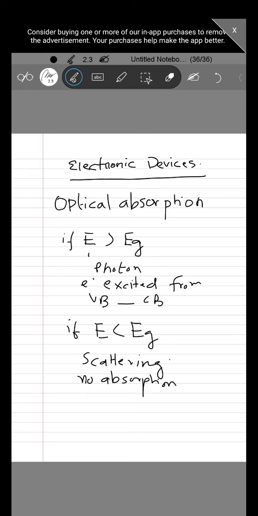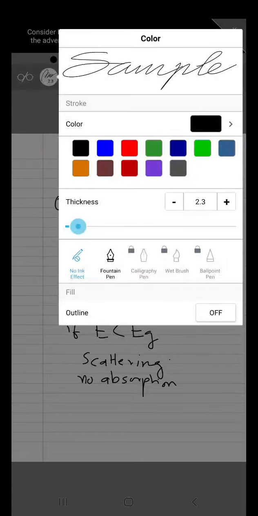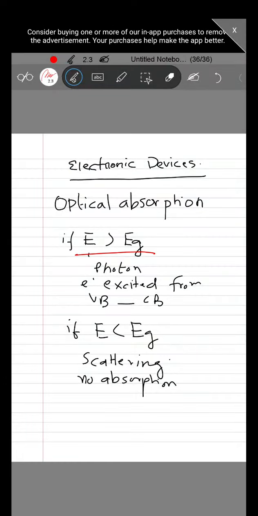Now, in the case where absorption is taking place, where E is more than Eg, the extra energy, that is E minus Eg, is lost as heat. And this process is called thermalization.